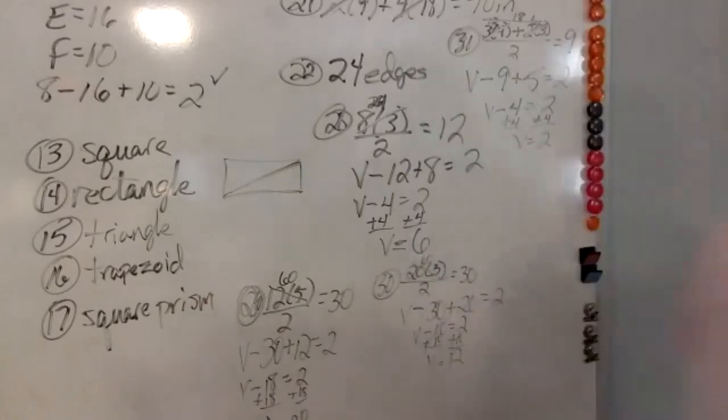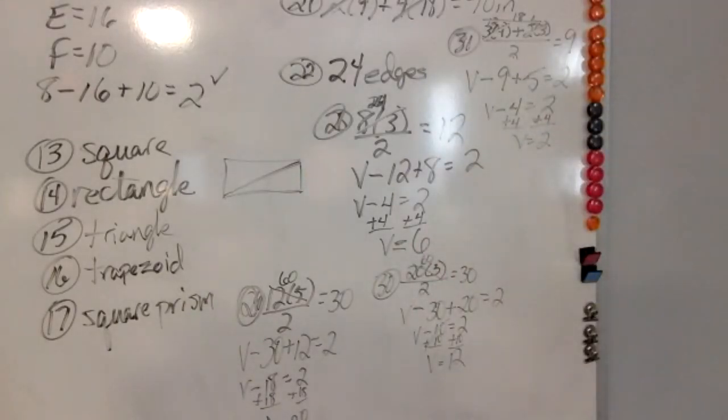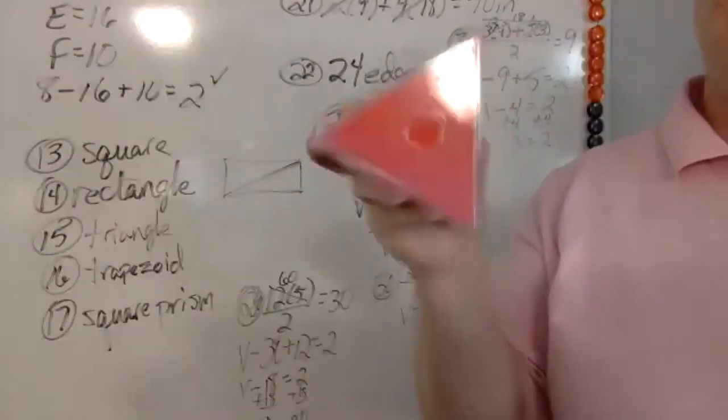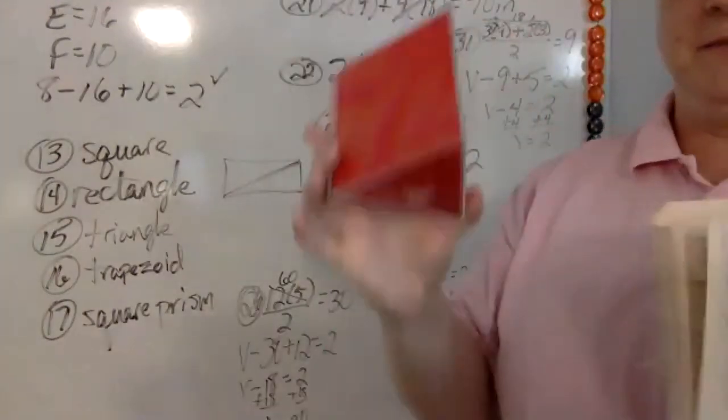My bad. Hang on. All right, the sides of the base is 3, but it's a prism. It goes this way. Ta-da.